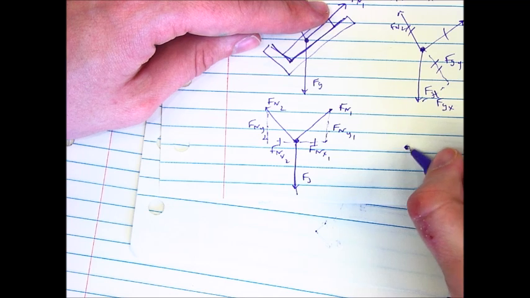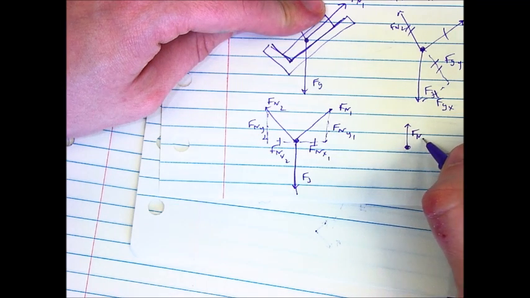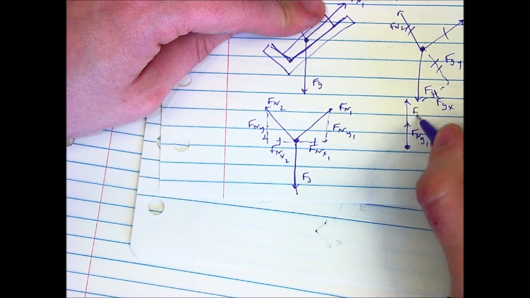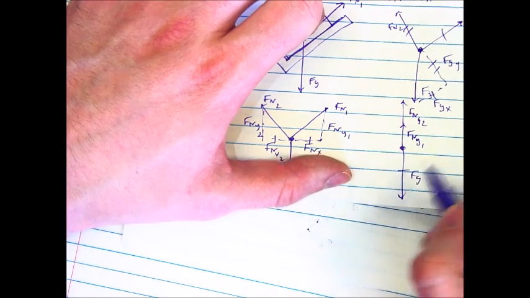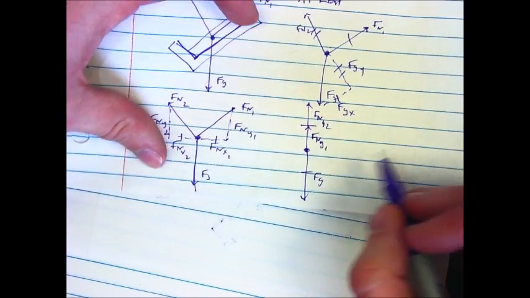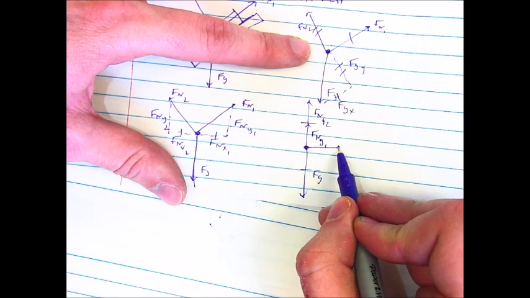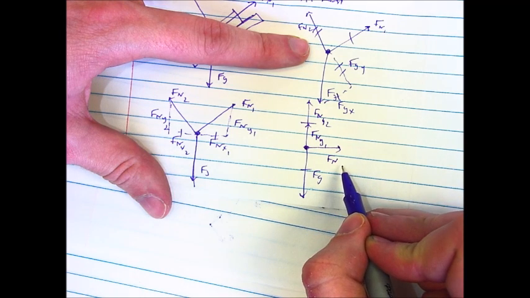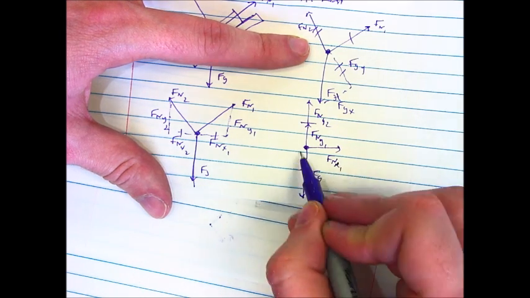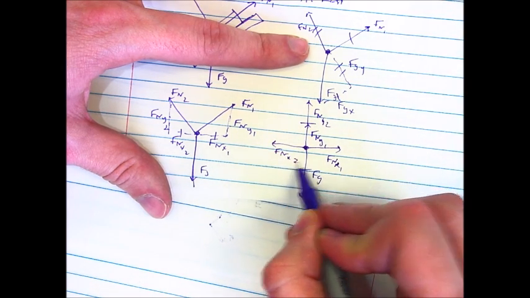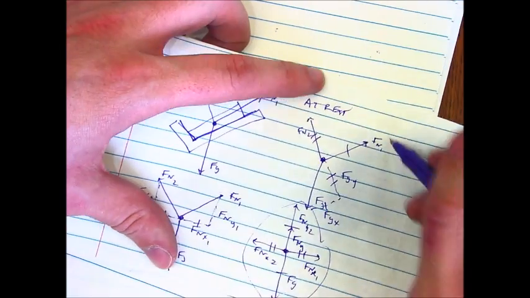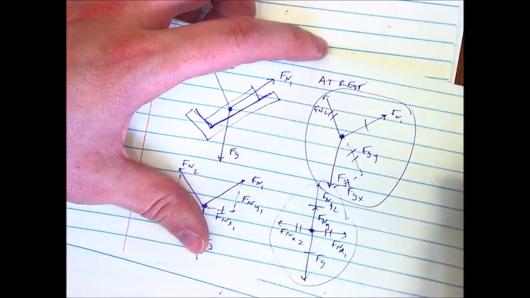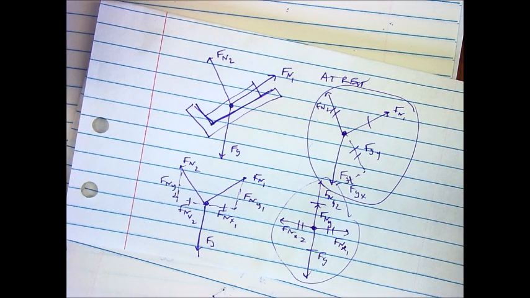So if you redraw it, you would write Fny1 plus Fny2 is equal and opposite to Fg, and those are equal to each other. And then you have Fnx1 and Fnx2, and those two are equal to each other. And so this would be acceptable as well as this. So hopefully that helps you with forces at an angle.